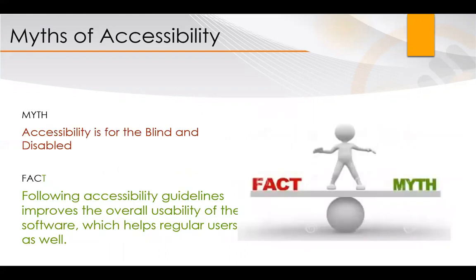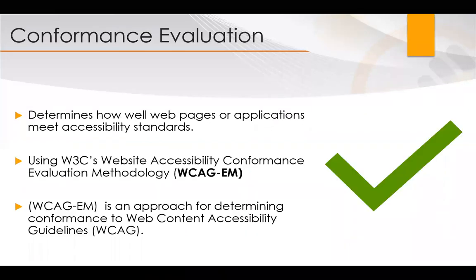So accessibility is not only for the blind and disabled. As we saw, accessibility helps everybody, not just the blind and disabled. There's a lot more. And once you do all of this, you can go for the certification, called the Web Accessibility Conformance Evaluation Methodology.